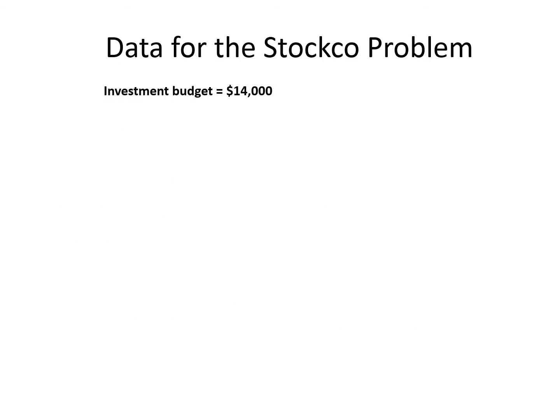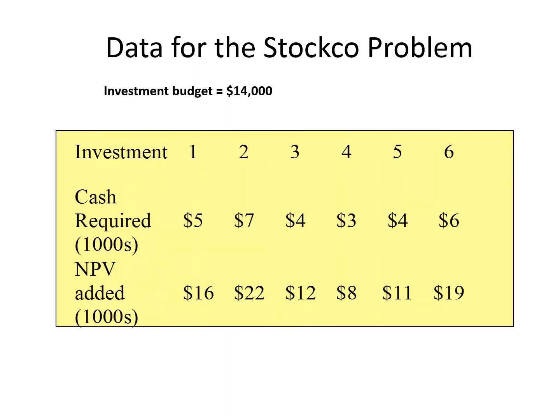Here's the data. We have an investment budget of $14,000, and then we have the various investments. You have 6 different investments, and the cash required for each is listed here. For example, for investment 1, or project 1, we need $5,000 to be invested. Net present value added is $16,000. That's how much you make. Similarly for the other investments.